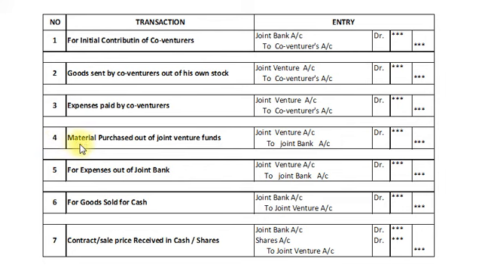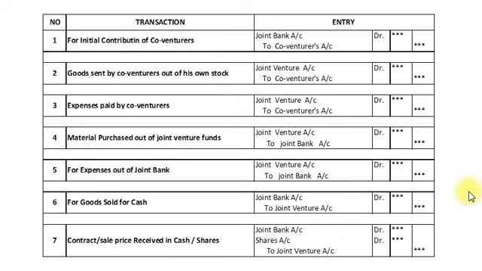Number 4, material purchased out of joint venture's fund. Accounting entry: joint venture account debit to joint bank account. Number 5, for expenses out of joint bank account. Our accounting entry: joint venture account debit to joint bank account. Number 6, for goods sold for cash. Our accounting entry: joint bank account debit to joint venture account. Number 7, for contract or sales price received in cash or in shares. Our accounting entry: joint bank account debit, shares account debit to joint venture account.